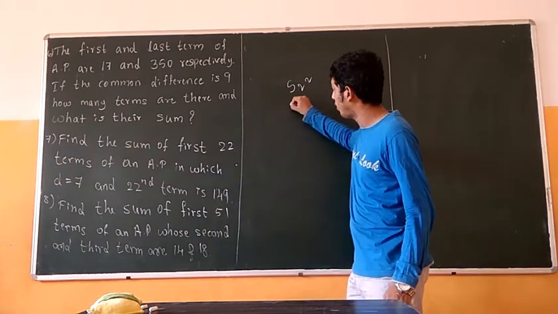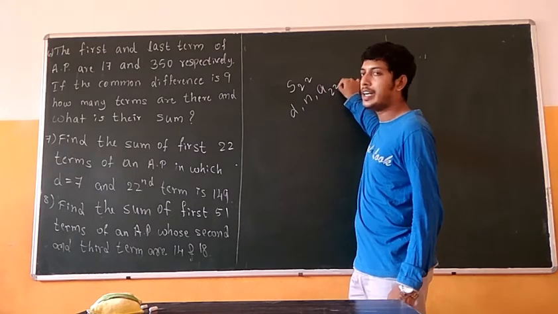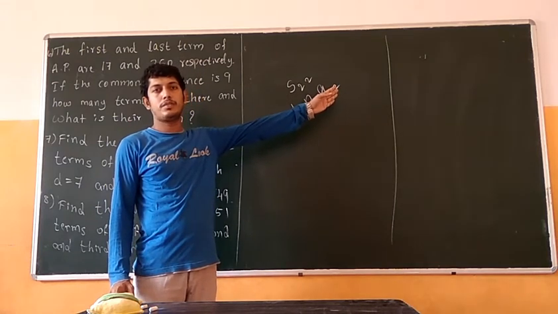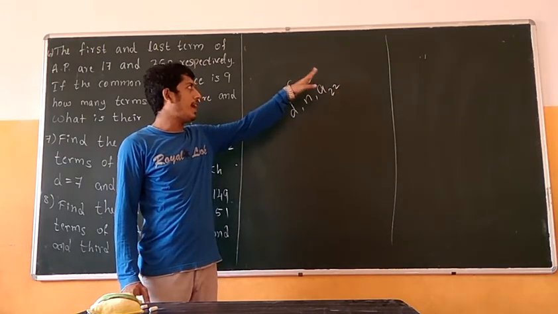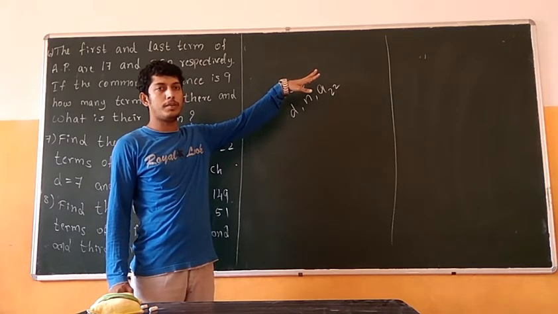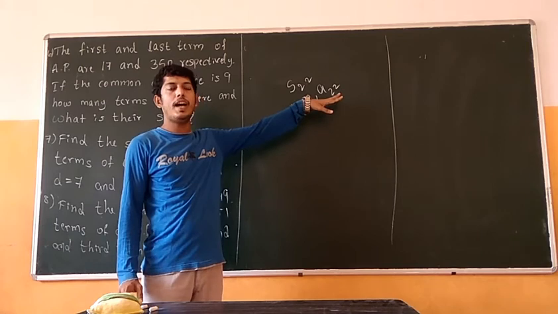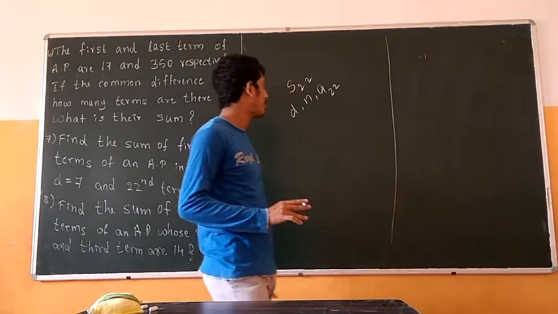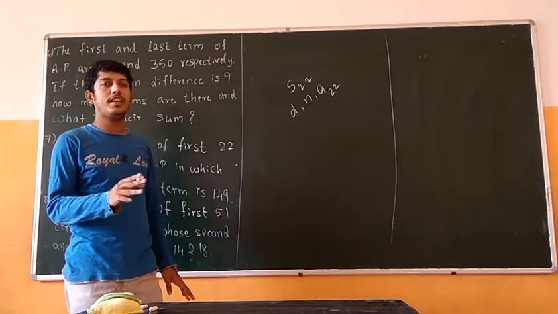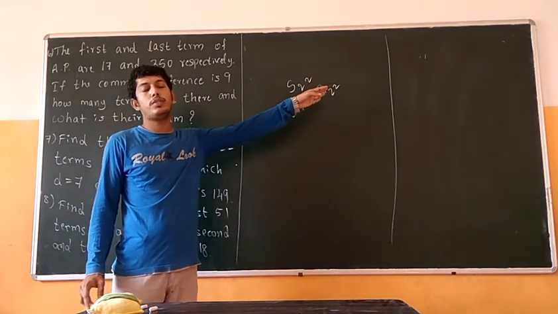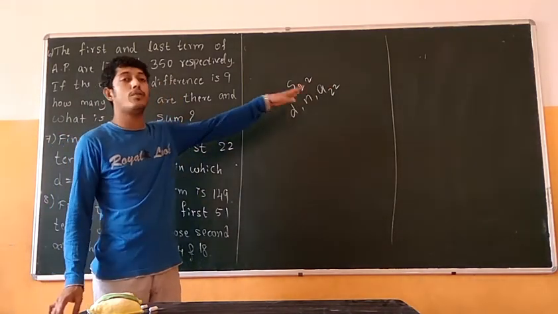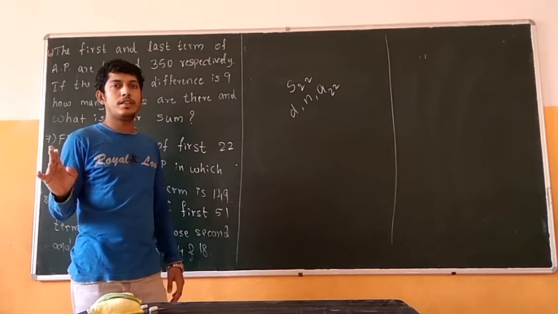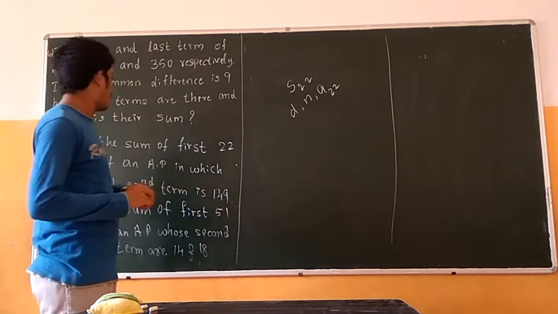And then they give the value of D, the value of N, and the value of A22. That means A22 is the last term, and S22 is the sum of the 22 terms. So we can directly take N is equal to 22 and use the formula N by 2 into A plus An. Because the A22 value is given, they do not directly mention the last term, they give the 22nd term. Therefore, we have to use N by 2 into A plus An.